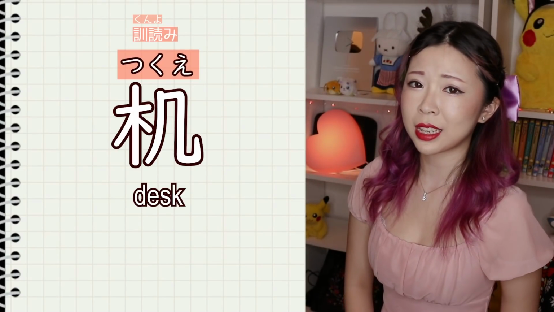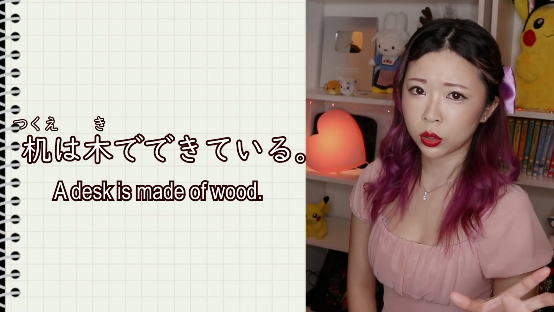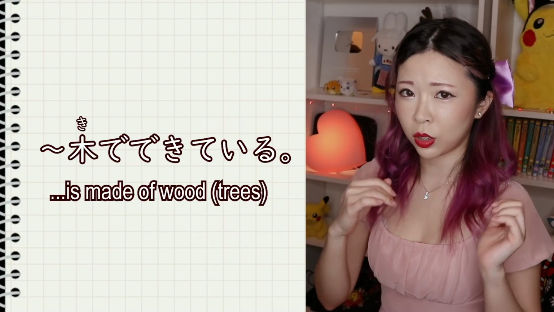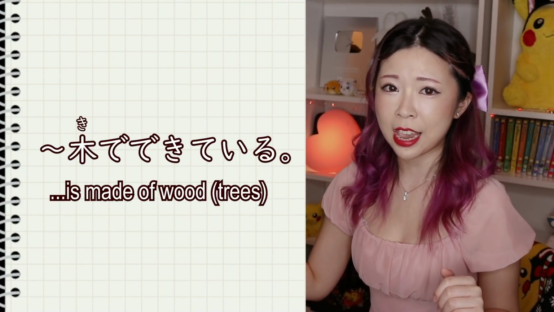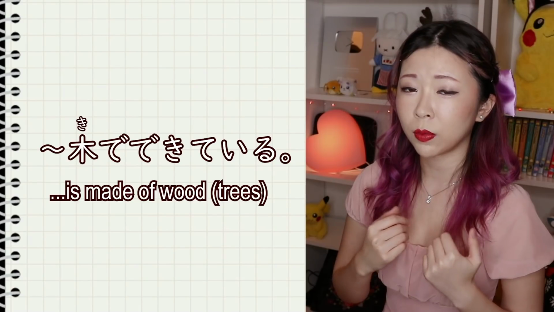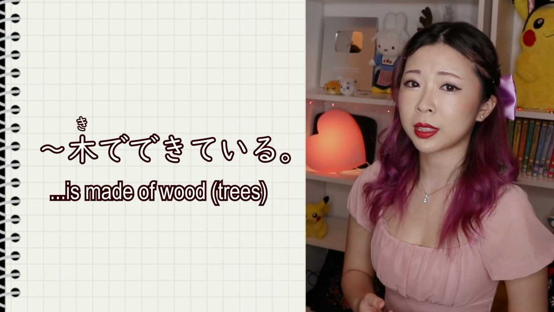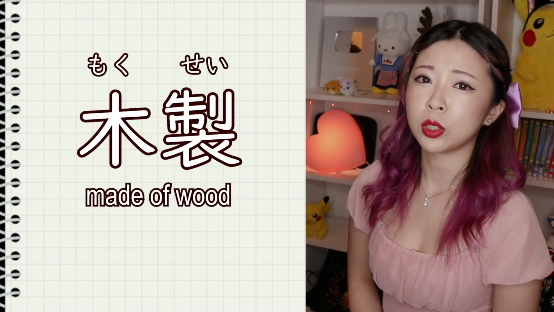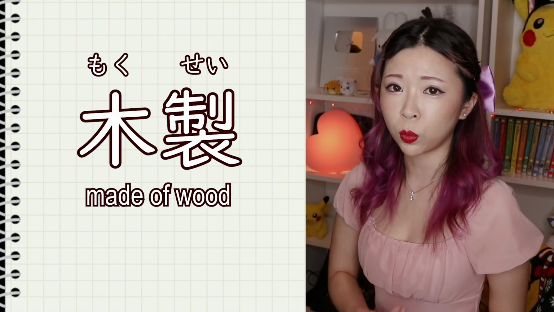Usually a desk is made of wood, right? Tsukue wa ki de dekiteiru, right? So you can say ki de dekiteiru to mean to be made of wood. But you can also say mokusei, mokusei, which means the same as made of wood.